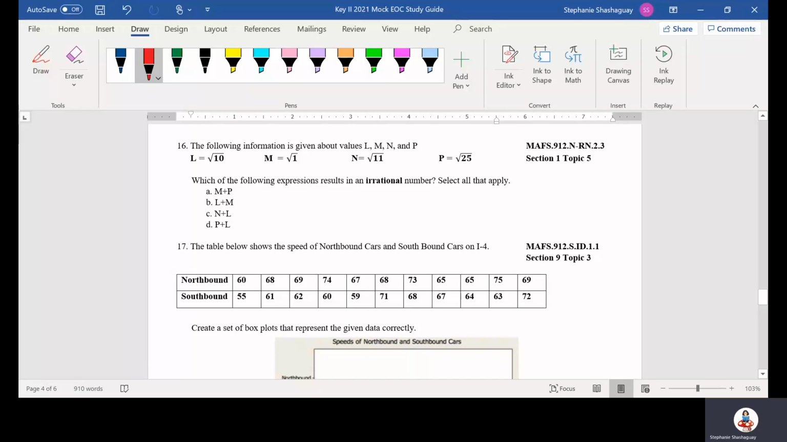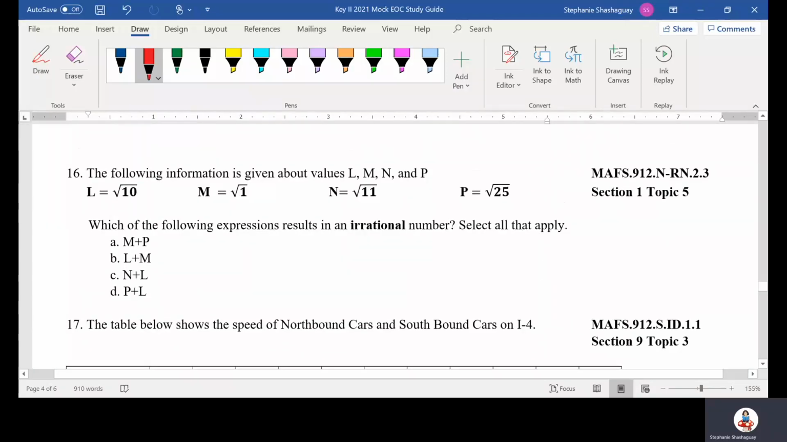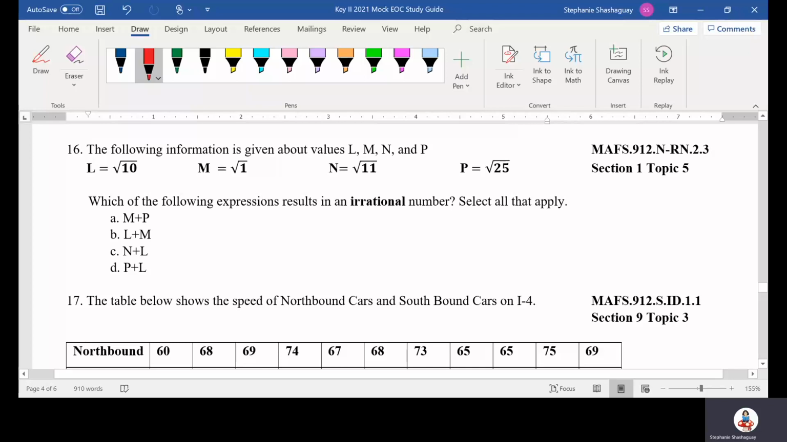Okay, let's look at question 16. Yay, I can zoom in a little bit more now. Okay, question 16 says the following information is given about values L, M, N, and P. Okay, so we have L is equal to the square root of 10, M is equal to the square root of 1, N is equal to the square root of 11, and P is equal to the square root of 25. Which of the following expressions results in an irrational number? Select all that apply. Okay, this is from section 1, topic 5.